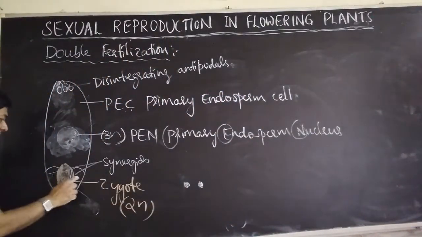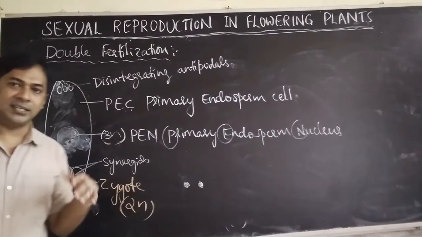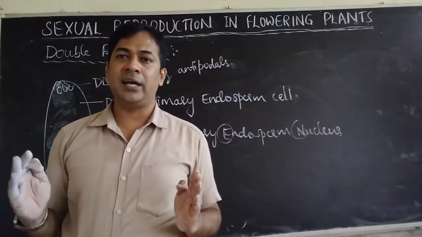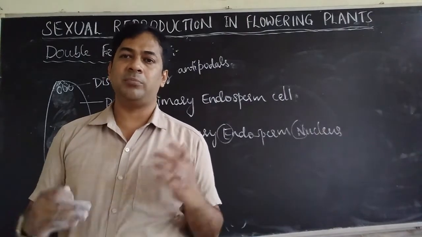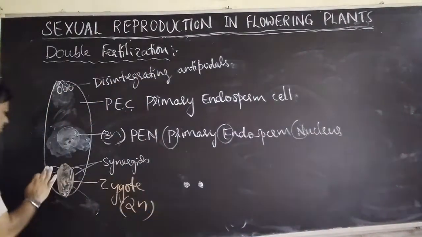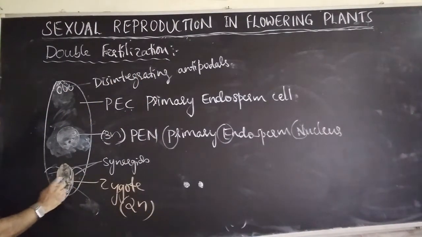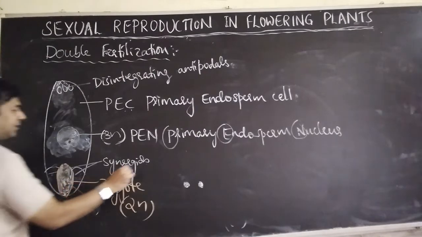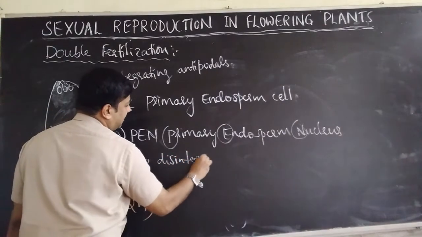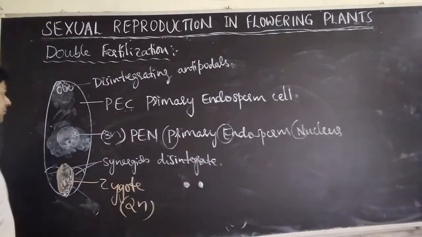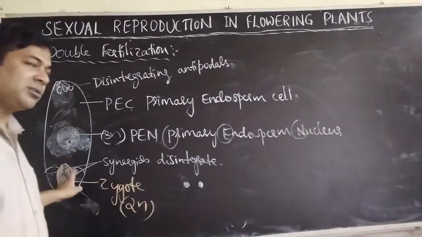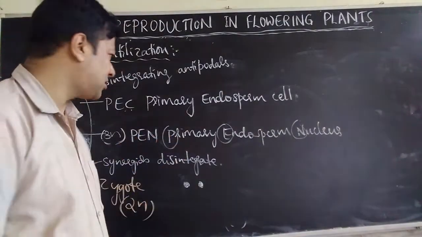Then what happens to the synergids? Their function is already over. What is the function of the synergid? To guide the entry of the pollen tube. The pollen tube has already entered and fertilization has happened, so what is the use of the synergids? No use. The synergids present on either side of the zygote will also disintegrate. Antipodals become smaller and smaller and disappear, and synergids also become smaller and disappear.